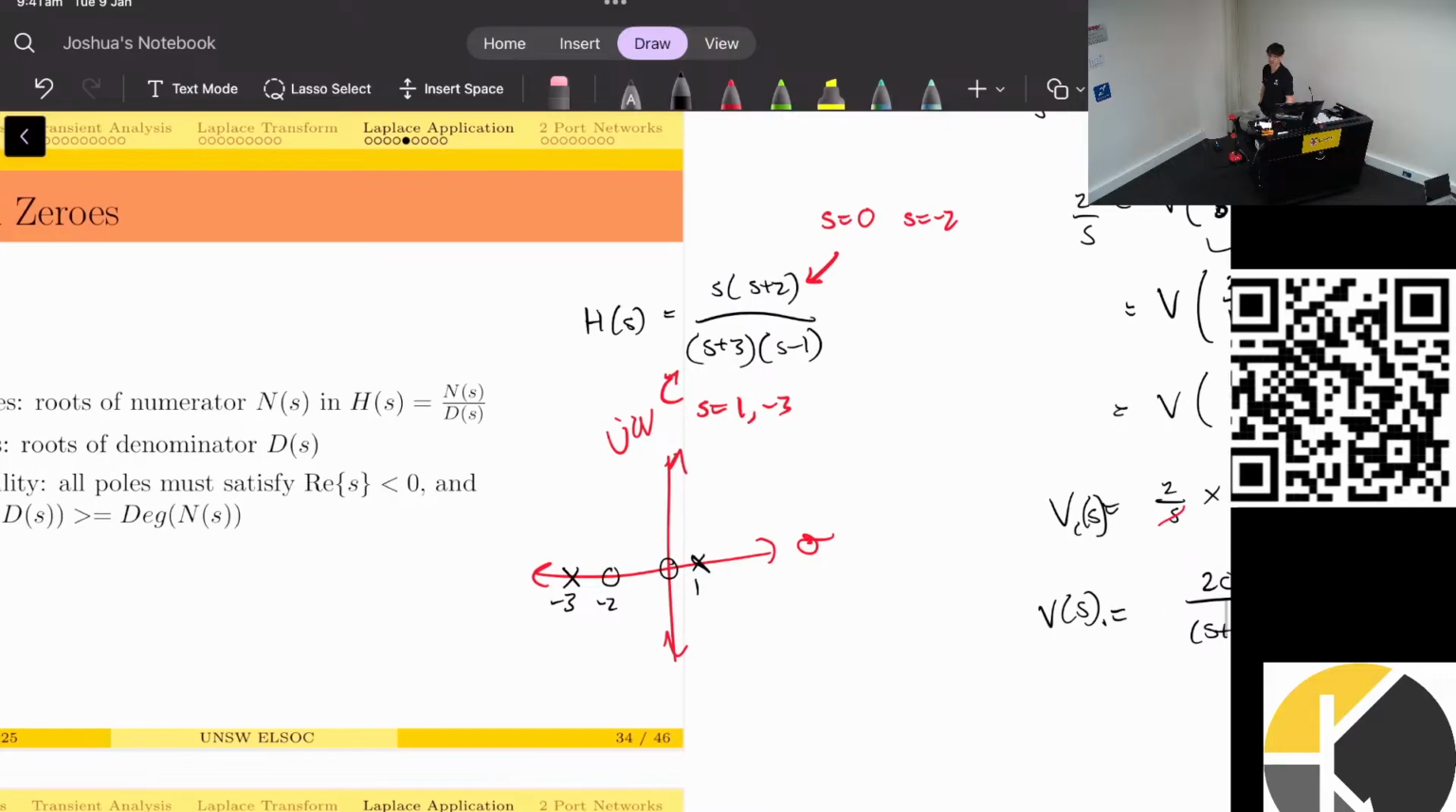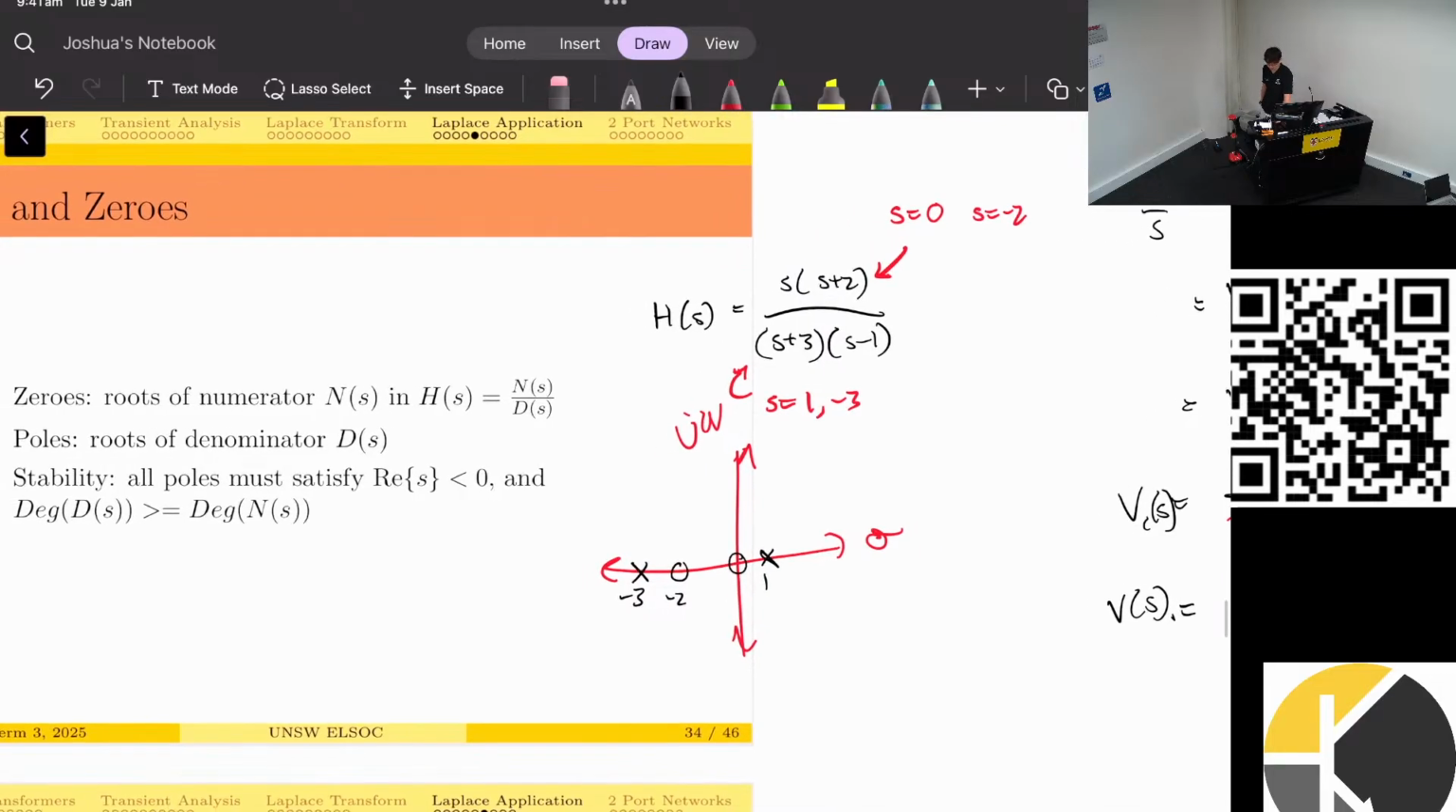So a system is stable only when you have all your poles on the left side. So all the poles have to be on this side. So since we have a pole here, for this transfer function in particular, we actually have an unstable system.